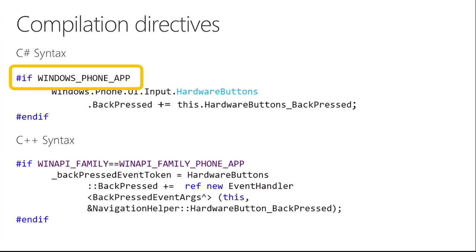That conditional is defined in the project properties. When it's compiled for phone, this bit of code is included, but when it's compiled for desktop, it's not. So this is selecting code at the compilation stage, which is not what we're about with UWP. With UWP, we've only got one project.